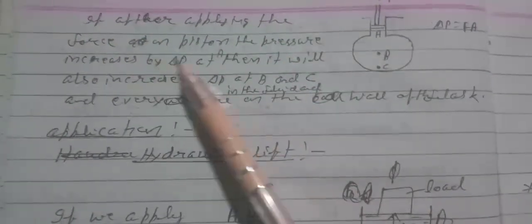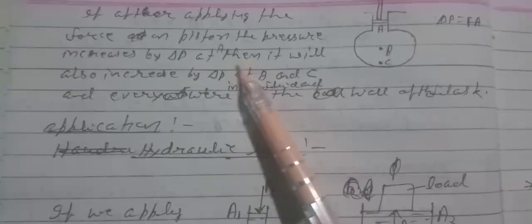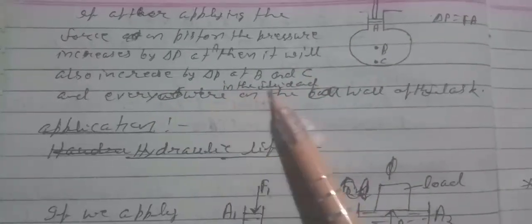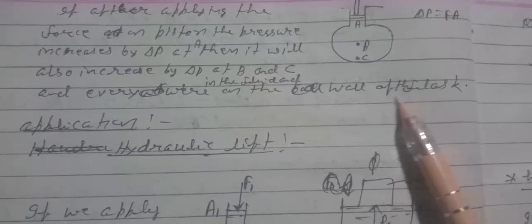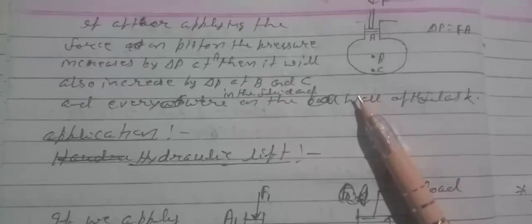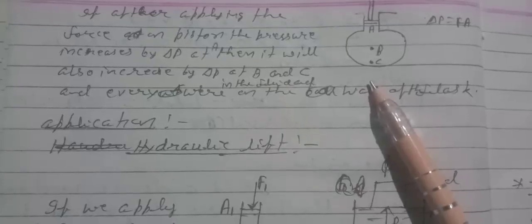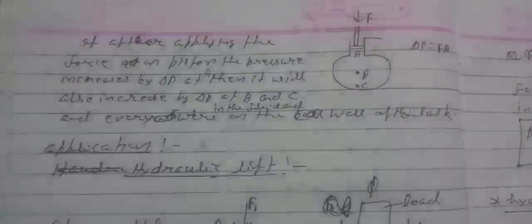If after applying the force on the piston the pressure increases by delta P at A, then it will also increase by delta P at B and C and everywhere in the fluid and on the wall of the flask, according to the principle of transmission of pressure, Pascal's law of transmission.